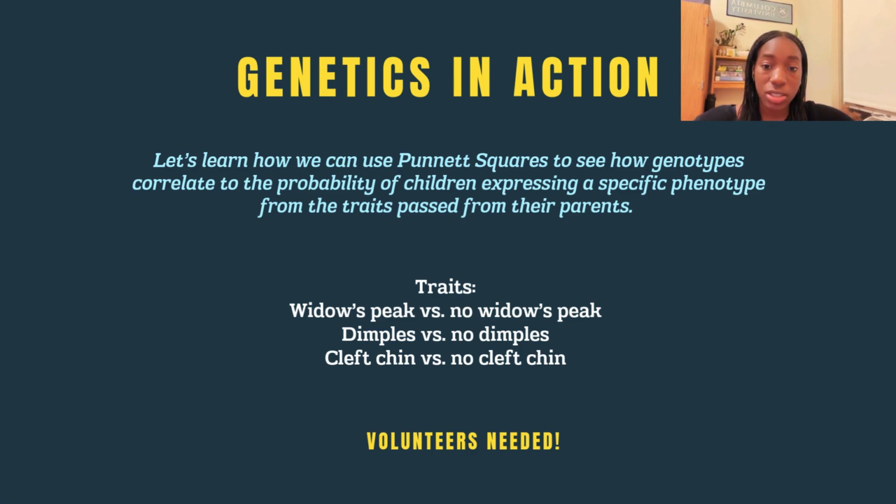And using these traits, we have widow's peak versus no widow's peak, dimples versus no dimples, cleft chin versus no cleft chin. It'd also be really cool if a student has one of these characteristics and wants to use their parents as examples, and feel free to choose your own letters for this. Again, my recommendation is using letters that you can really tell apart, versus uppercase and lowercase. It makes doing the Punnett squares much easier. And just have a really good time with this and putting what we've learned into practice.